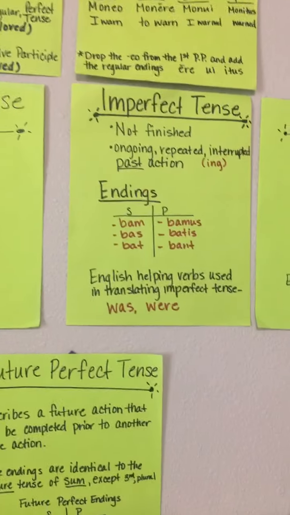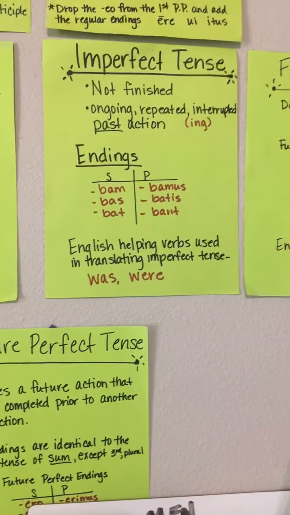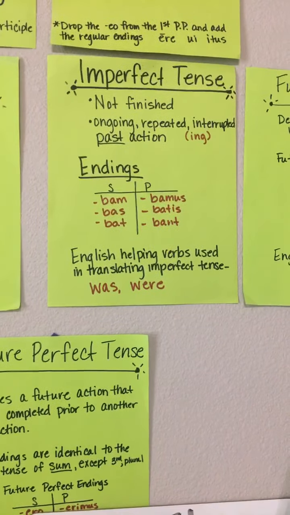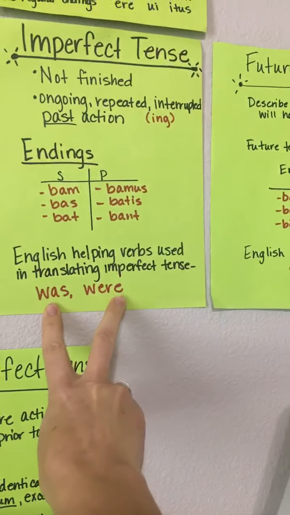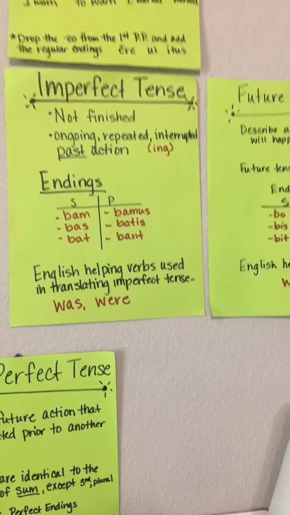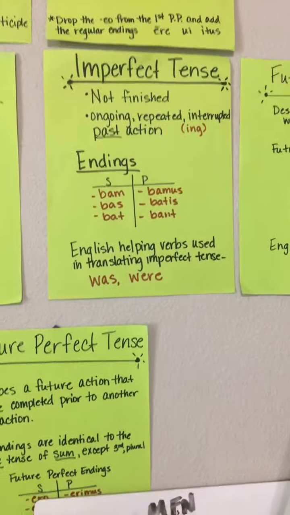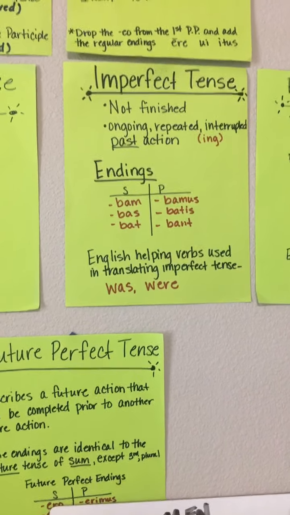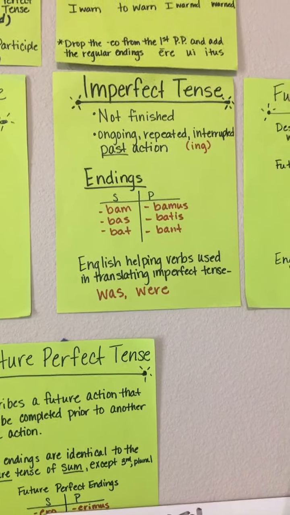All right, let's go to imperfect tense. This is a not finished, ongoing, repeated, or interrupted past action. And when we translate, we're going to use the helping verbs was and were, and then our verb most likely will have an ing ending in English. All right, so the endings, say them with me for the imperfect tense. Bam, bas, bat, bamus, batis, bant.